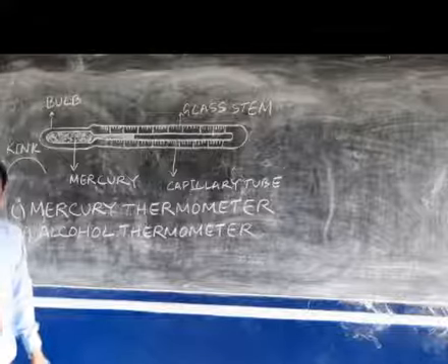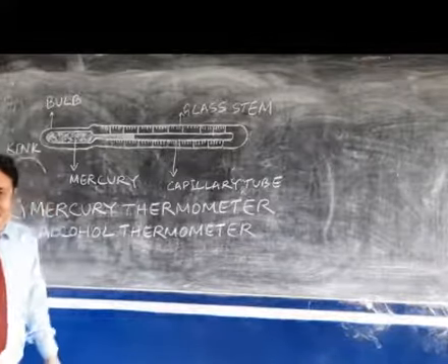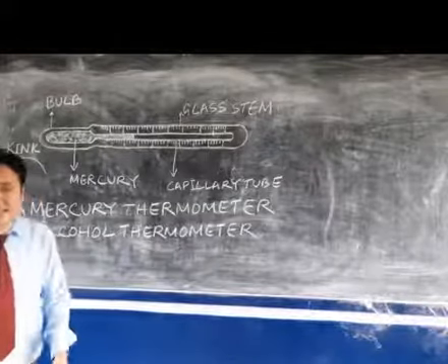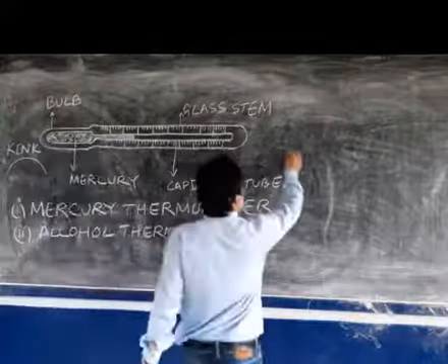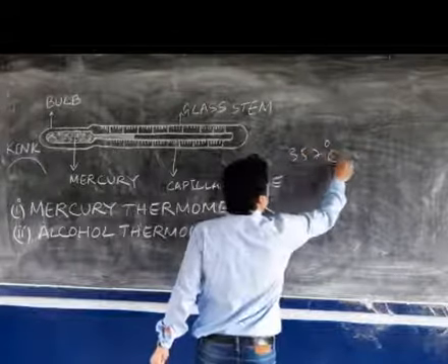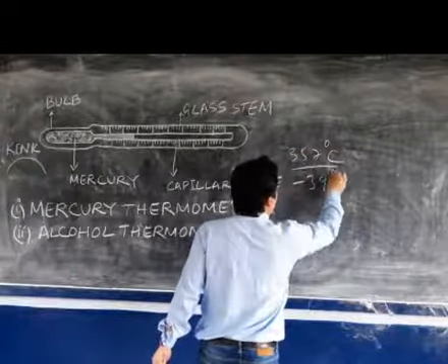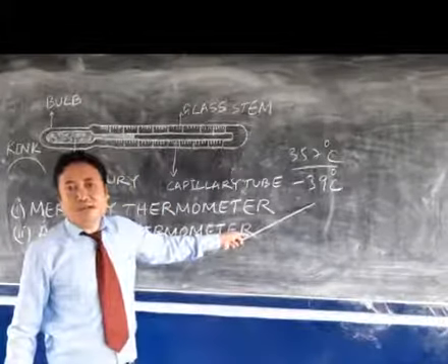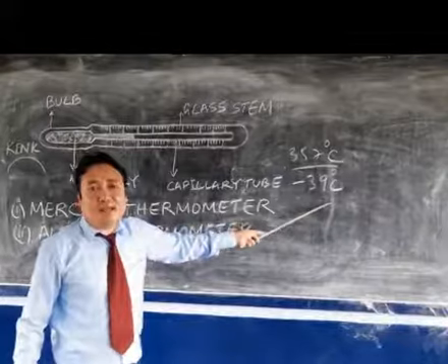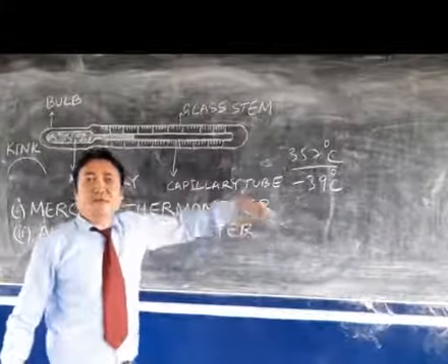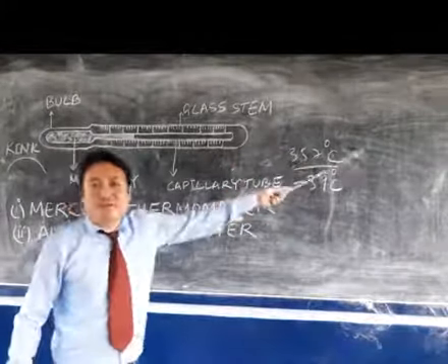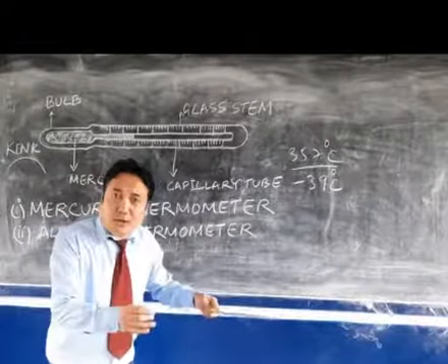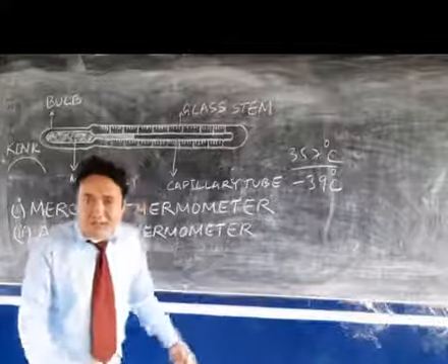The boiling point of mercury is 357 degrees Celsius, and it has a low freezing point, minus 39 degrees Celsius. This is the boiling point, and minus 39 degrees Celsius is the freezing point of mercury. So it can record a very low temperature, that is minus 39 degrees Celsius, and it can record a very high temperature up to 357 degrees Celsius. So that is why it can be used to record a wide range of temperature.